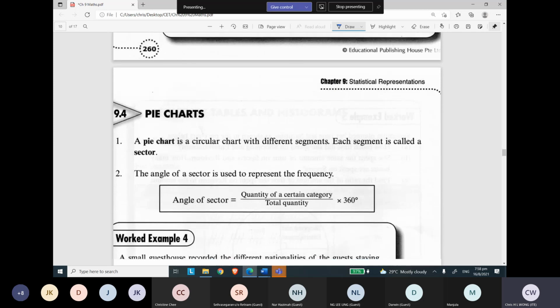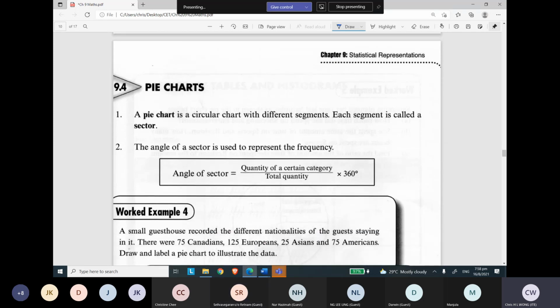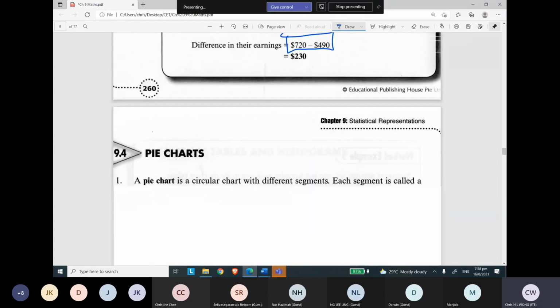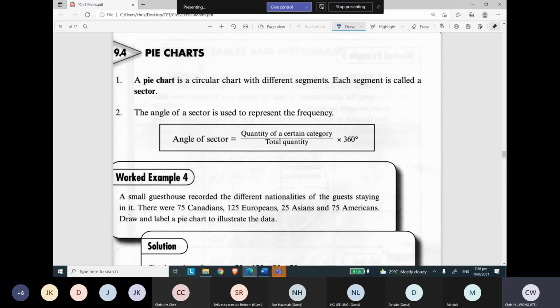Okay, we have done the bar chart already. We have done the pictogram. We have done the horizontal bar chart and vertical bar chart. Now we do the pie chart. The word pie here is like eating pizza. So that's a pie chart.